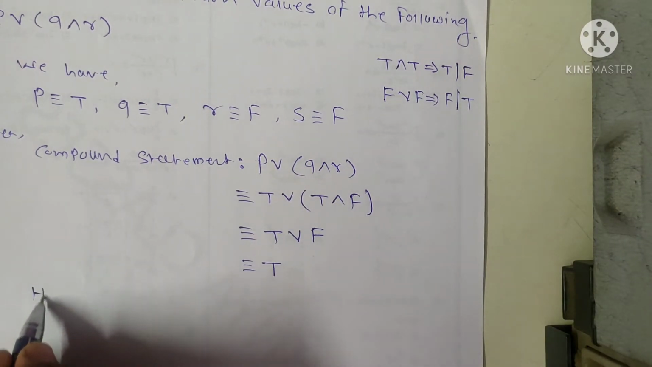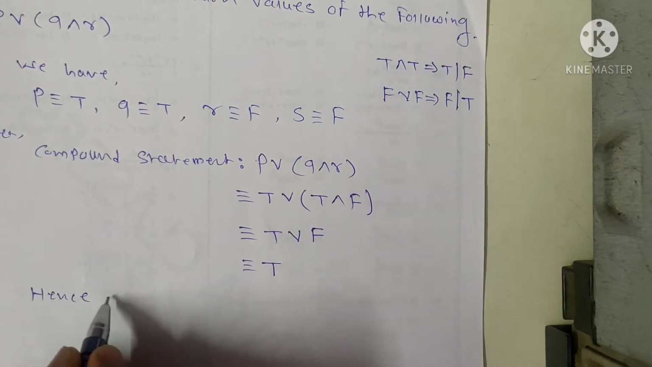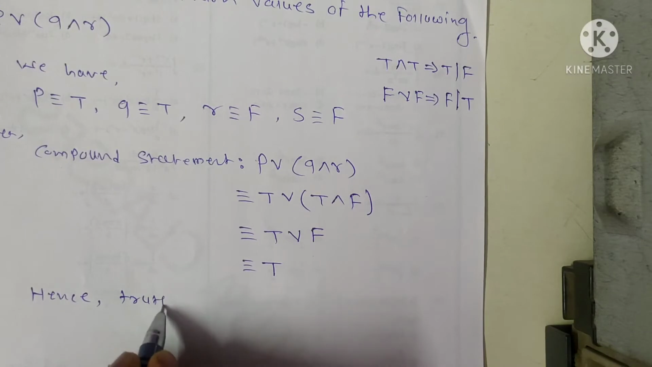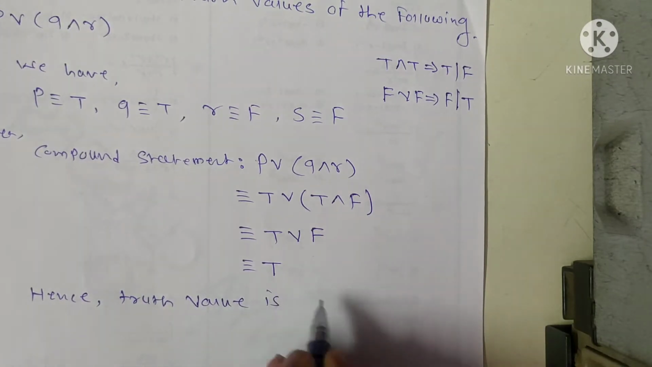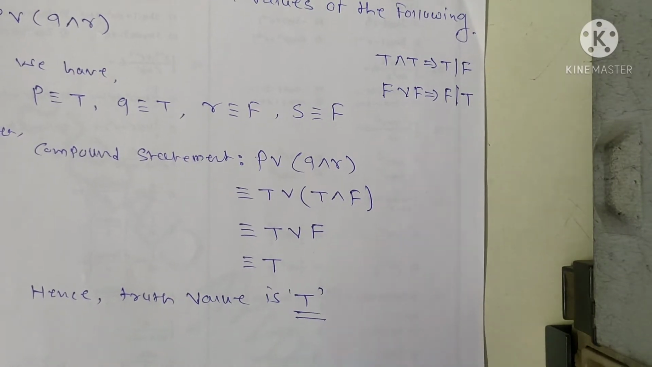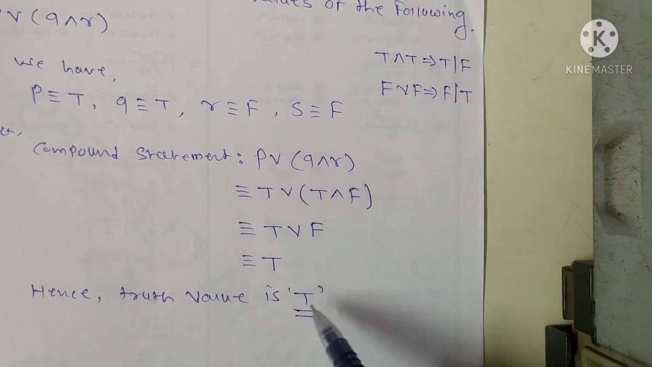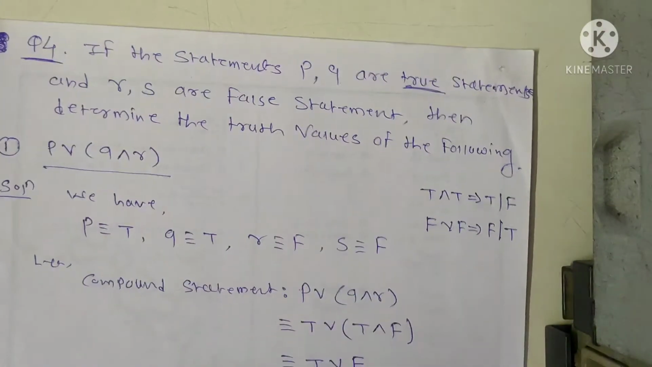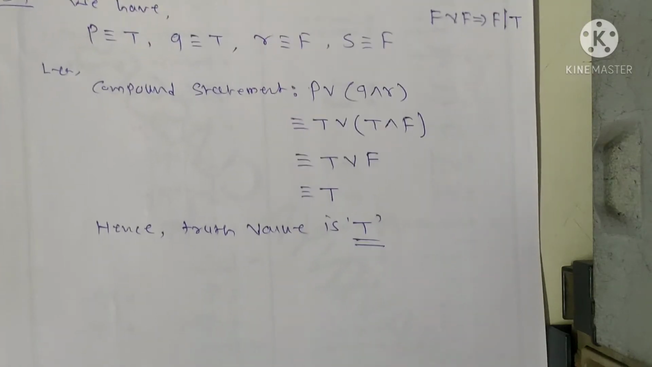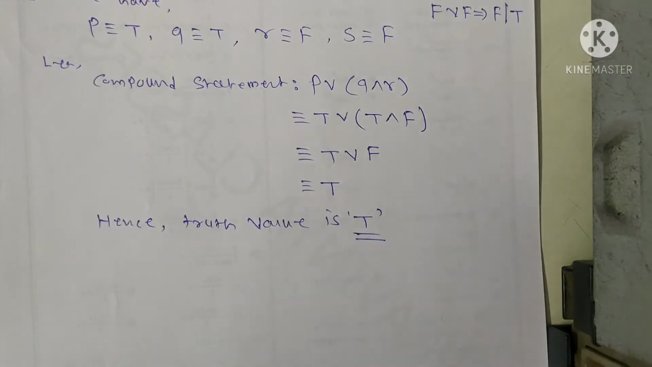Hence the truth value is T. In this way we can determine the truth value of the given compound statement P or Q and R. Now take the next example.